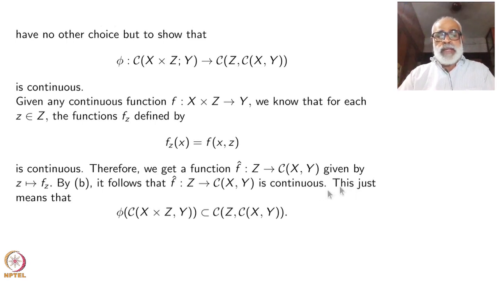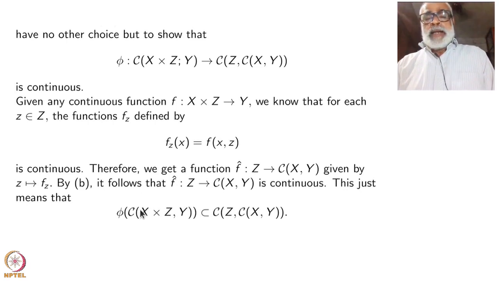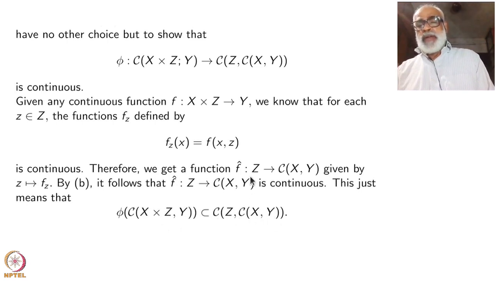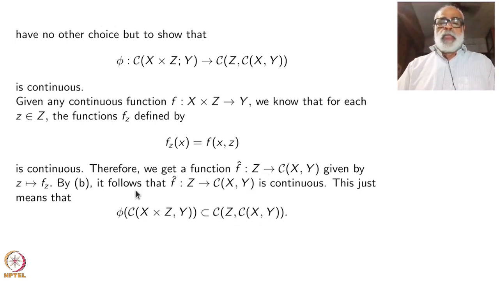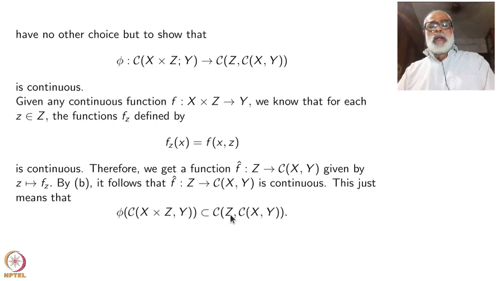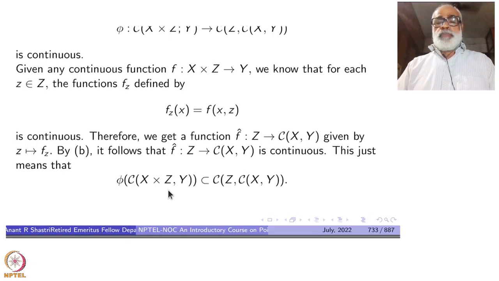This means, first of all, that under this phi, C(X cross Z, Y) goes inside C(Z, C(X, Y)), because it goes to f hat, and f hat is a continuous function from Z to C(X, Y). So this is just the justification that phi has the correct domain and codomain. Now we have to show that phi is continuous. That part is still there.